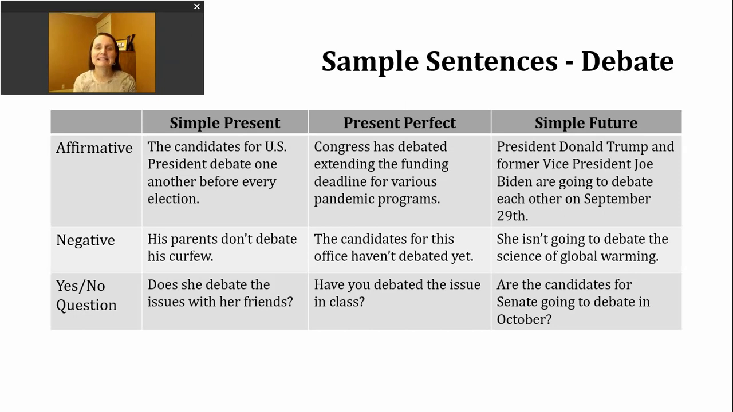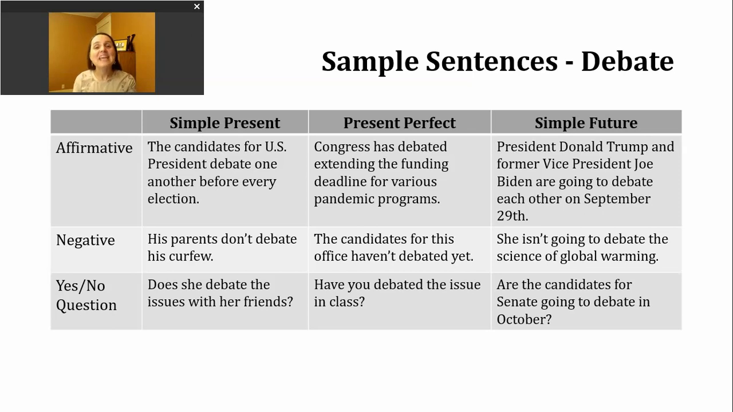If I want to make a sentence in the negative simple present, I'm going to use do not and then the base verb with the subjects I, you, we, and they. Or I'll use does not and the base verb with the subjects he, she, and it. Here is an example sentence. His parents don't debate his curfew, right? So they're not going to argue or get into some kind of disagreement with their child. They say, this is curfew, the time you need to be home, and that's it.